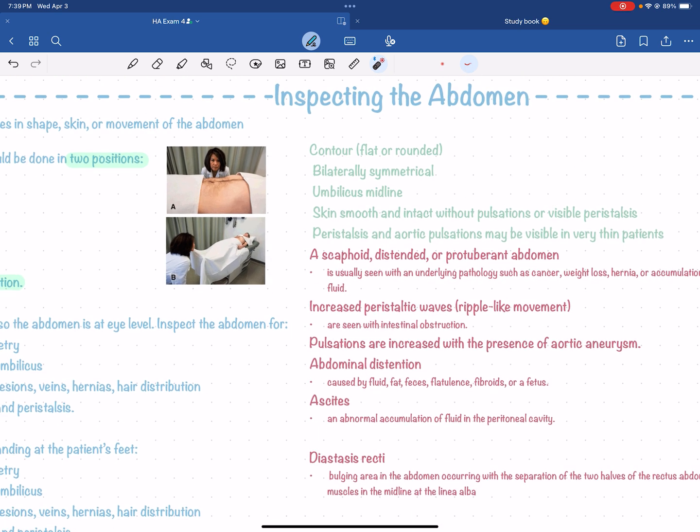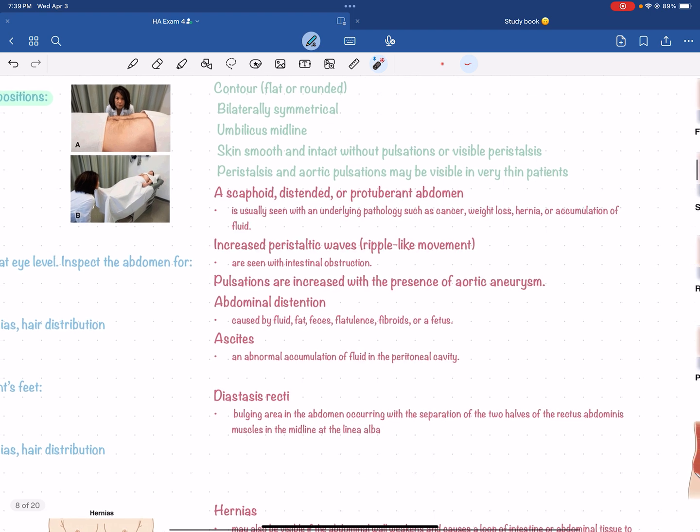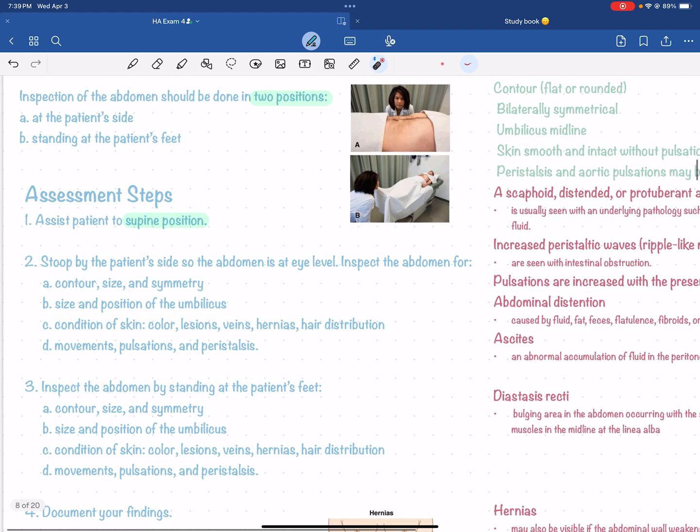I'm just looking through this to see if there's anything else there. So there's not.